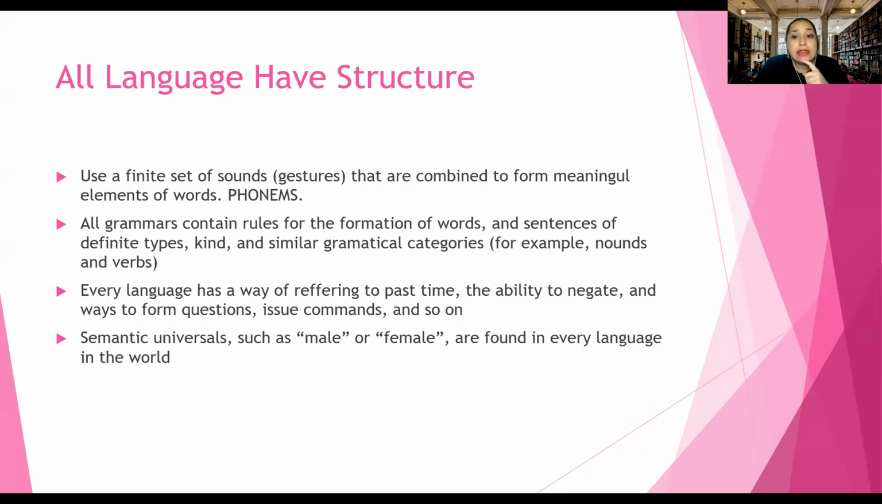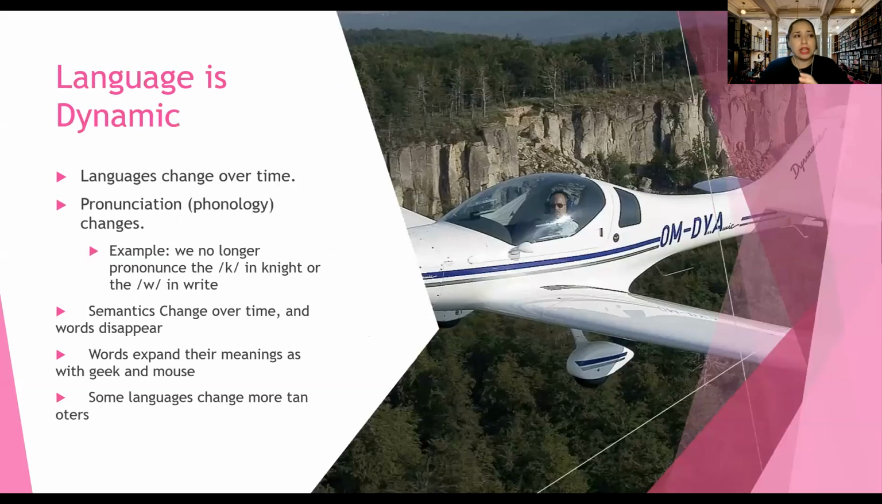Then also, it's not just about negating, but also ways to form questions, to issue commands, and more. Semantic universals such as male or female are found in every language in the world. So with that knowledge, just explaining about the dynamic of it, that's why I chose to show an airplane, because when we learn physics and dynamics, we know that dynamics means movement. It keeps moving, and so that's what it means. The language changes over time.